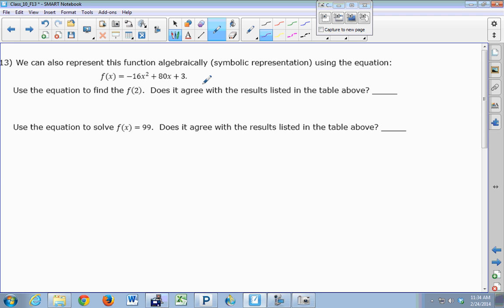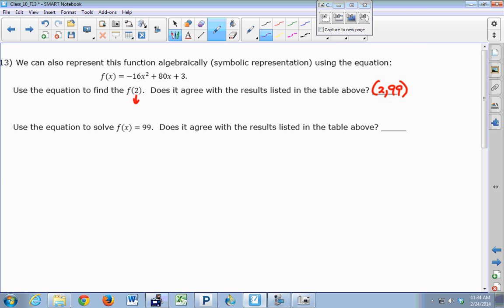Initially, that baseball was 3 feet off the ground. Now, that's either exactly where the batter hit the ball, 3 feet off the ground, or maybe we're playing t-ball and we have it set on a tee and we're hitting it 3 feet above the ground. So use the equation to find f of 2, and let's see if it agrees with our table. Our table was 2 comma what, 99? Was that our answer? Okay. So let's find f of 2.